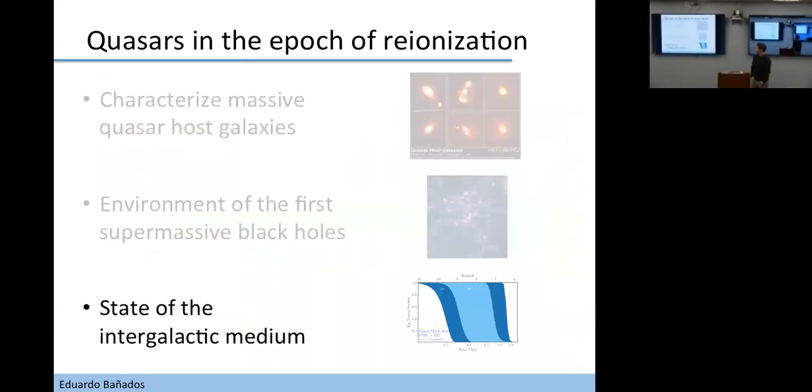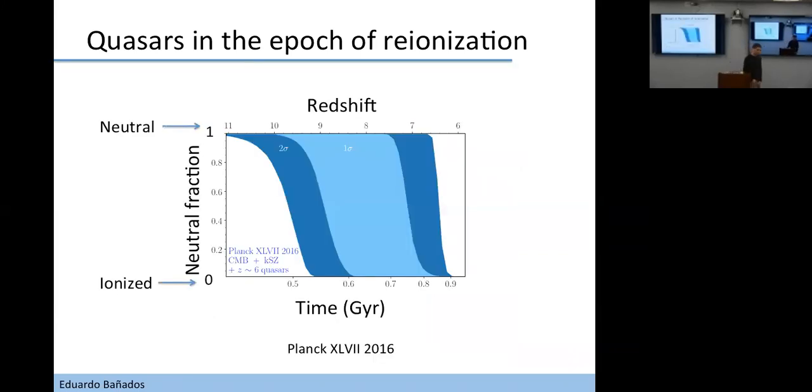Yeah, okay. So now I'm going to change gear and move to the last point. I showed you this at the beginning, again, the epoch of reionization. One is neutral, zero is ionized, and this is the best observational constraints we have.